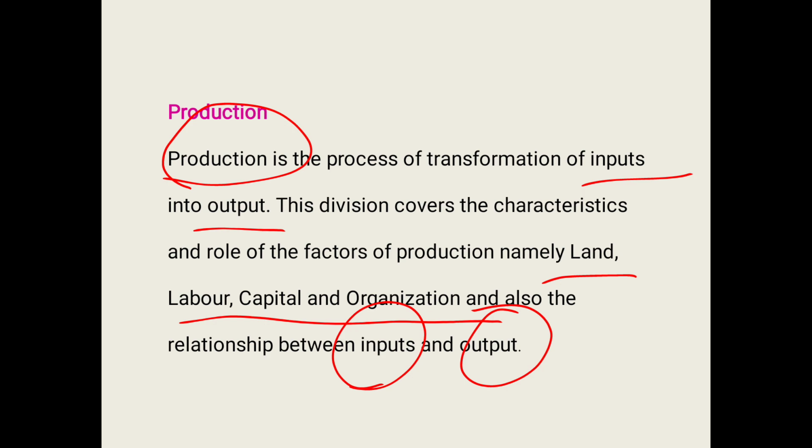So if there is consumption, definitely there should be production. If you want to increase your production, what has to be done? A lot of raw materials has to be brought in for production. The raw material stands as input. And what stands as output? The product stands as the output. And each product is manufactured with the help of the 4 factors: land, labor, capital and organization. So this is what we call production.